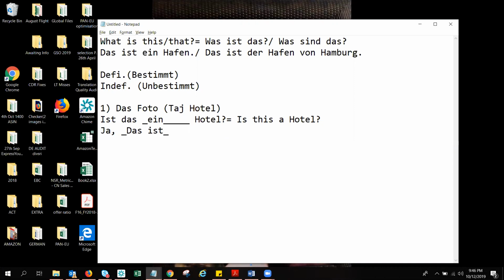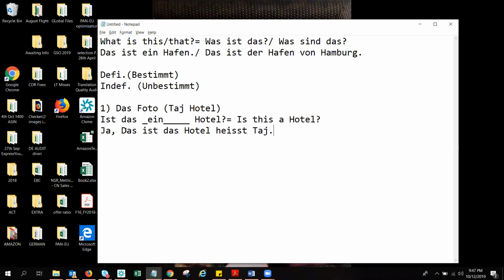Yeah, das ist ein Hotel. But if I want to share the information that it is a Taj Hotel, then what would it be? Das ist Taj Hotel, with the article. Ja, das Hotel heißt Taj. Okay, called Taj.